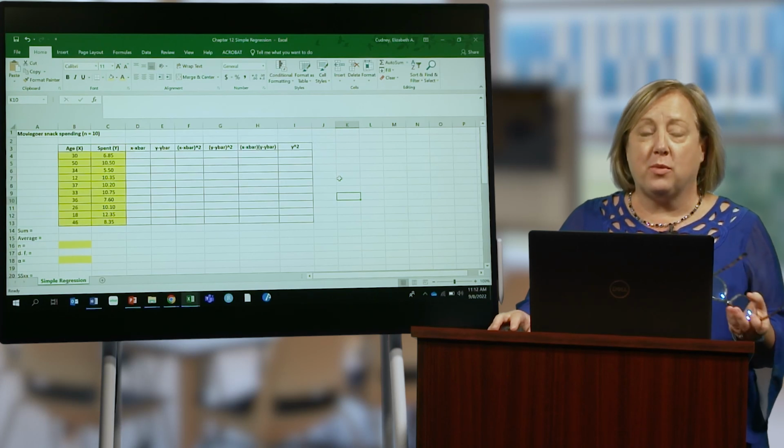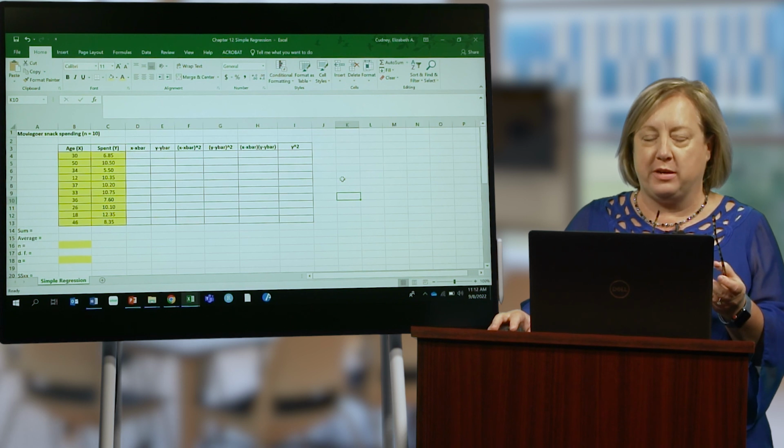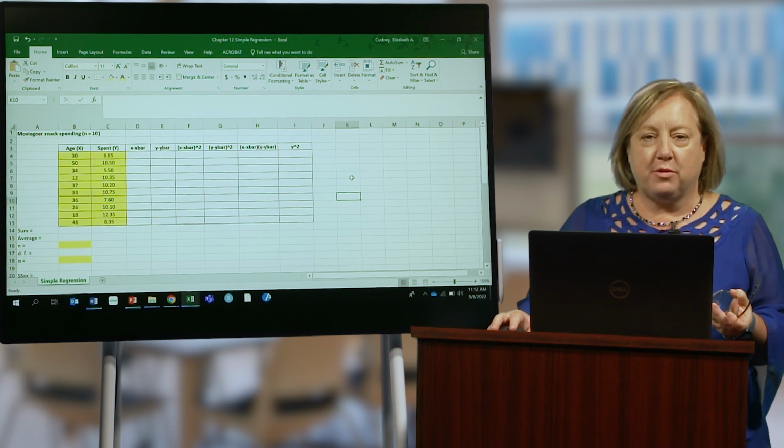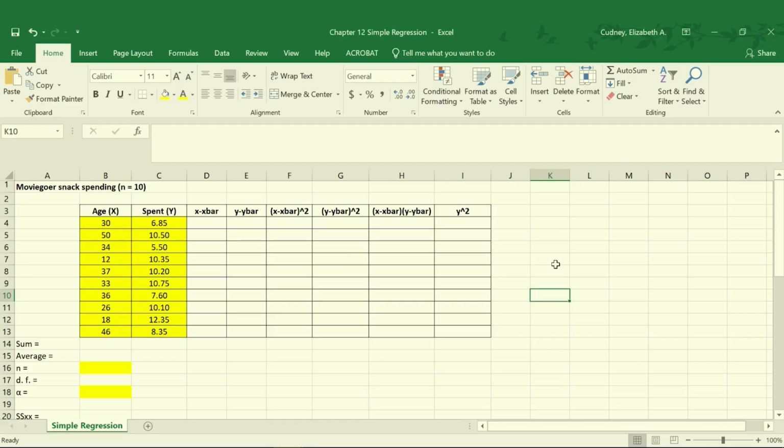Simple regression is a great way to compare bivariate data, meaning two data points that are associated with each other. So let's go through and take a look at how to calculate a simple regression equation using some data.